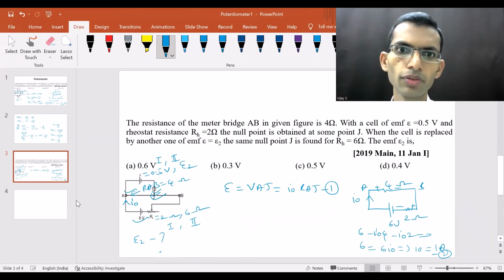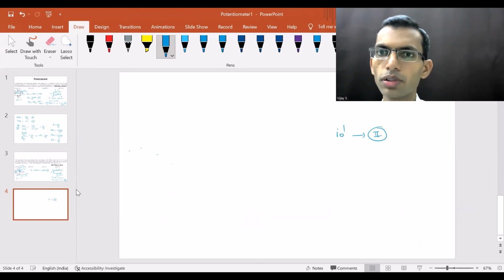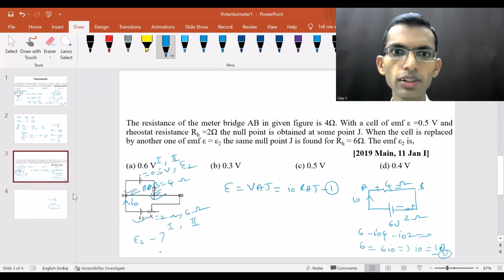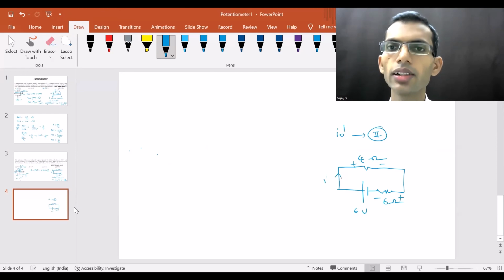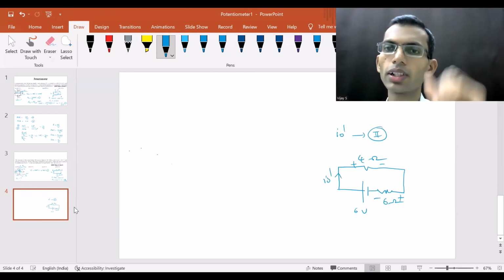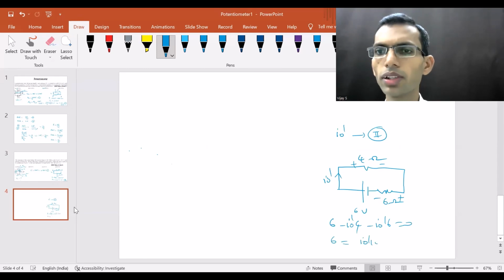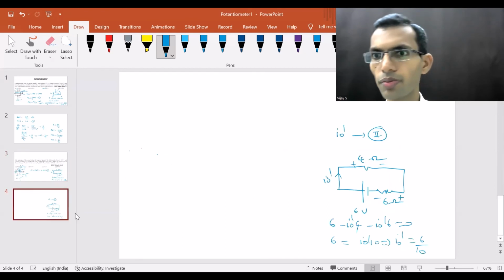Now let us consider the second case. Let I0 dash be the current flowing through the main circuit. In the main circuit, battery, wire AB, and rheostat resistance are connected in series. Wire AB is 4 ohm, and for the second case the rheostat resistance is 6 ohm. When we apply KVL, we get 6 minus I0 dash into 4 minus I0 dash into 6 is equal to 0. So 6 is equal to I0 dash into 10, so I0 dash is equal to 6 by 10. Let me take it as equation 3.